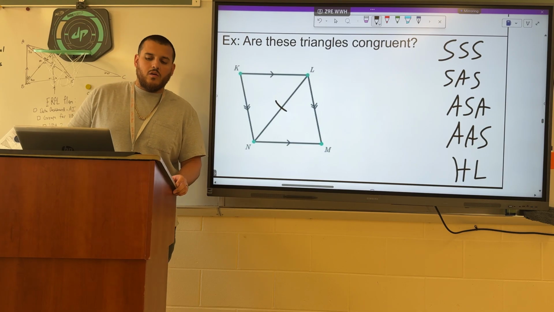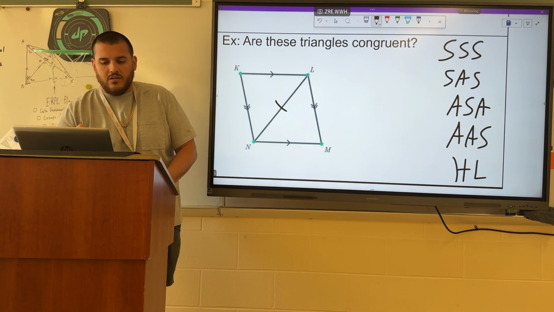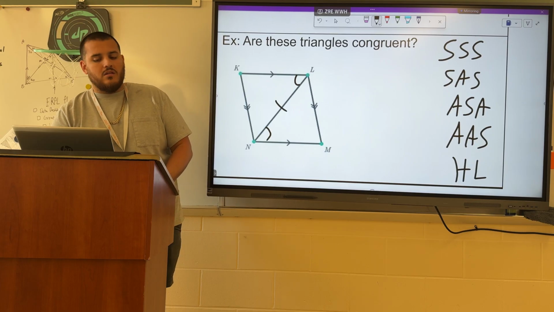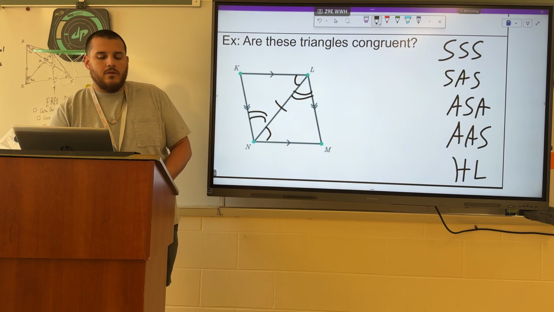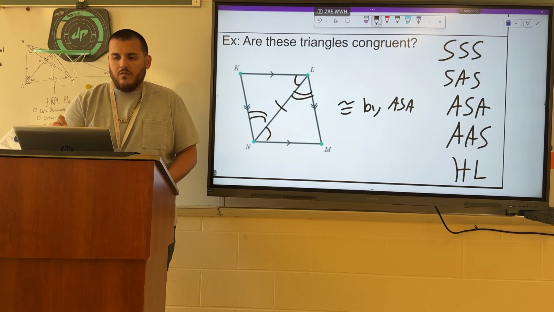marking in L. It's congruent between both triangles. And then all of my parallel sides are giving me alternate interior angles. So KLN, that angle, would be congruent to MNL, alternate interior angles there. And then KNL, this angle would be congruent to this one, NLM, right? And that will give me congruent triangles by the angle side angle theorem, okay?